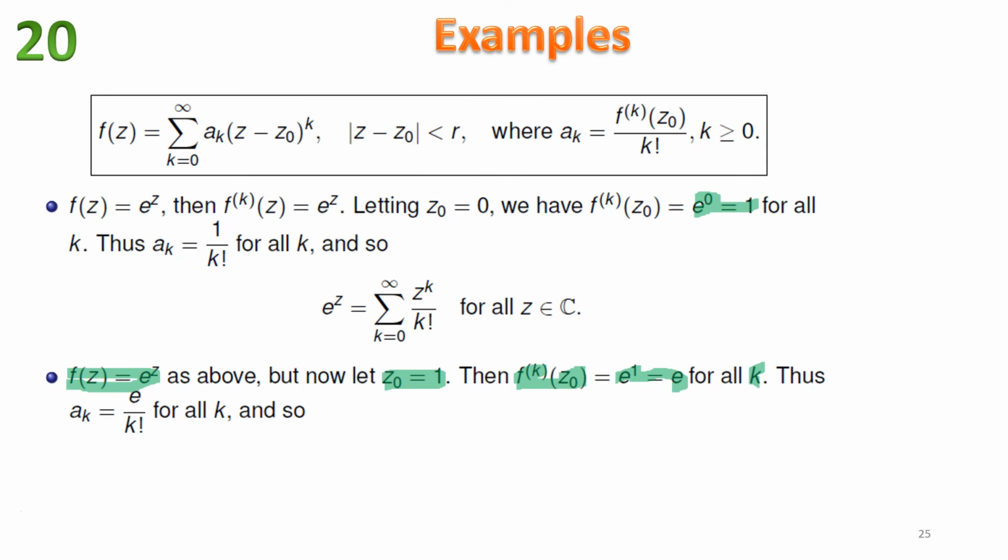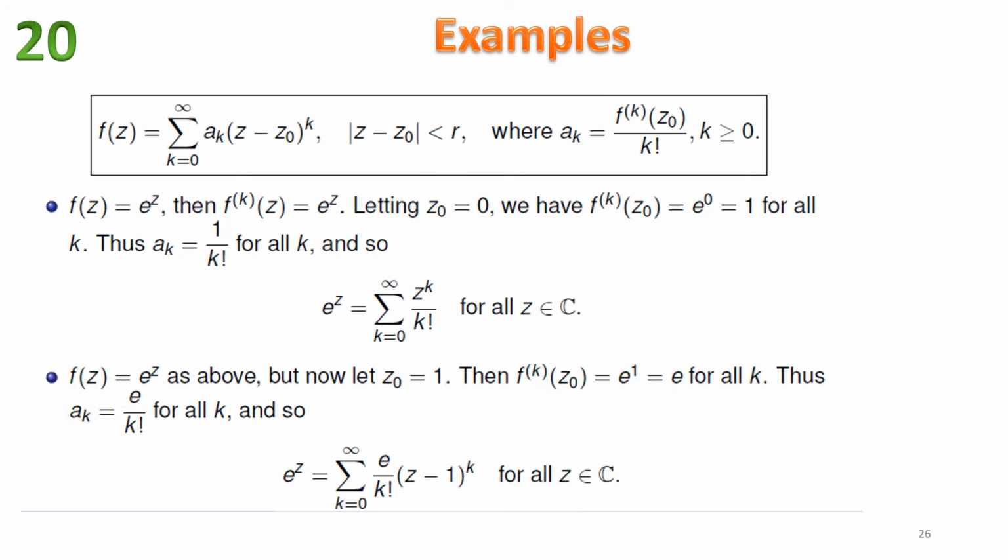And therefore we can write the coefficients now as a_k is equal to e upon k factorial. Here it was simply 1 upon k factorial. Here it is e upon k factorial. So for this situation, we have e to the z is equal to the summation of e upon k factorial.